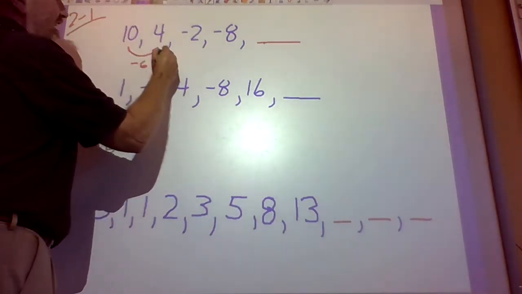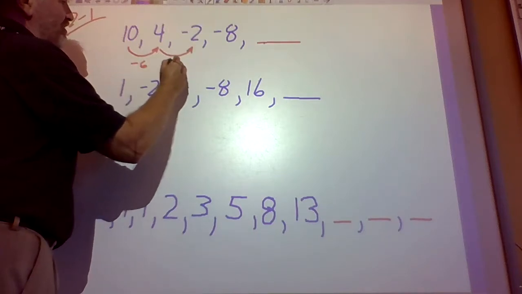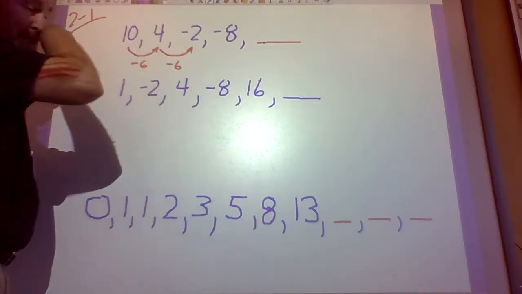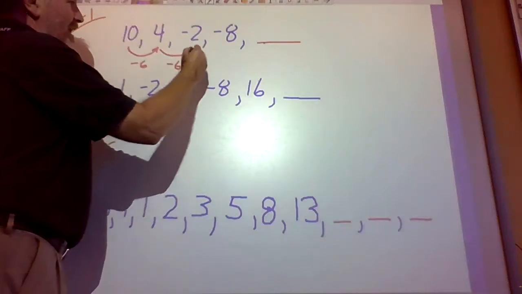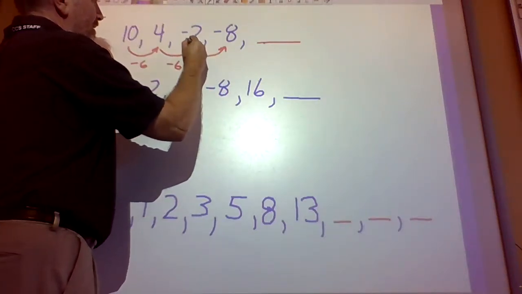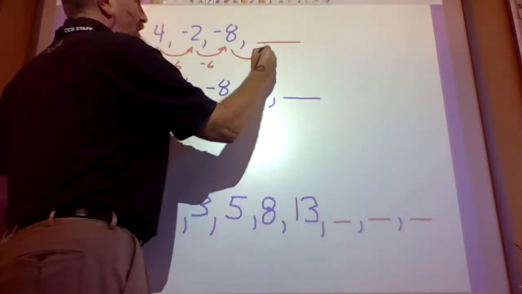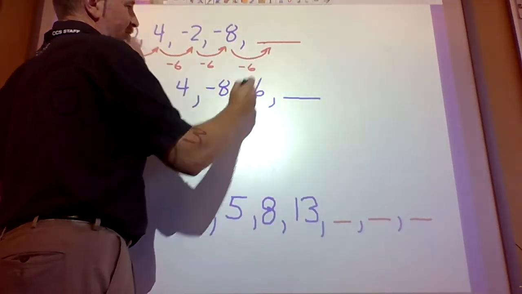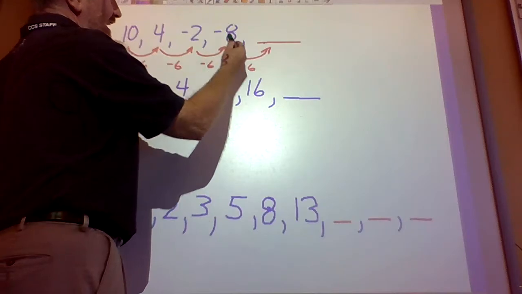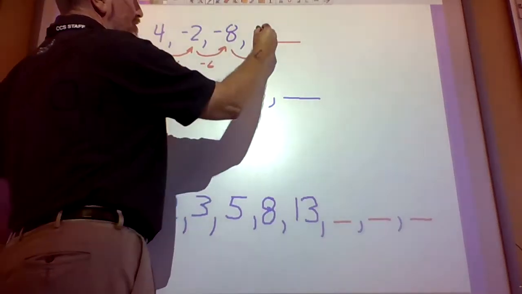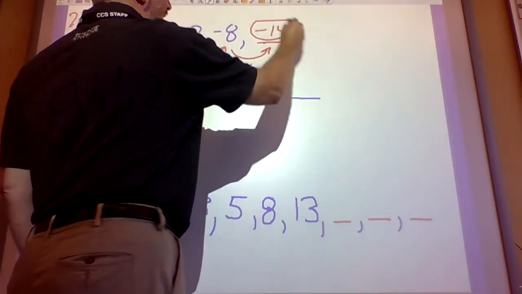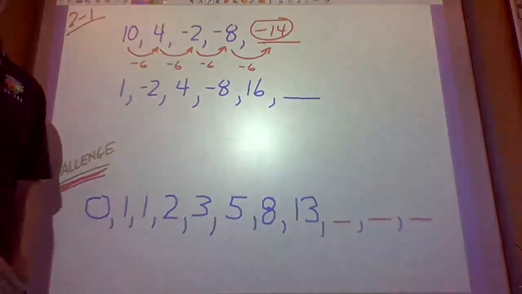And then I double-check it by subtracting 6 again, and sure enough, 4 minus 6 would put me at -2. And so that looks like it's the pattern. And yep, -2, take away 6 would put you at -8. So hopefully everybody made your conjecture that -8, take away 6 more would put you at -14. All right, that was a pretty straightforward one.